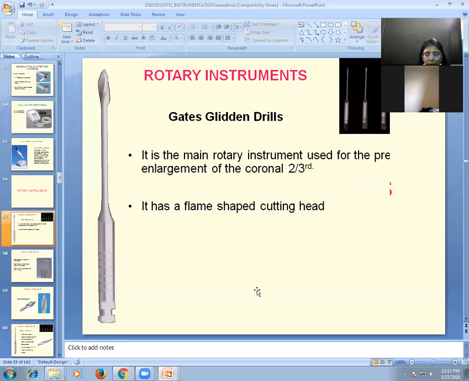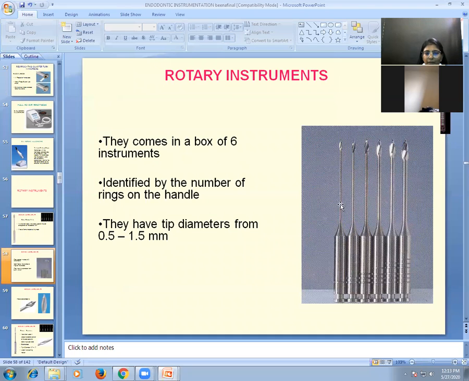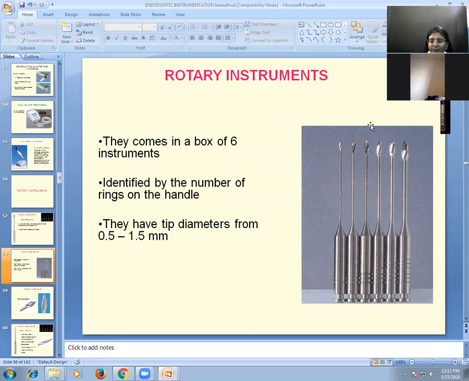Gates Glidden drills again come into the rotary instruments. These are the Gates Glidden drills. This was also discussed in the last lecture. They come in a box of 6. Okay, you can see the rings on the shafts, and the handle, sorry. See, 1, 2, 3, 4, 5, and 6. The number indicates the tip diameters, starting from 0.5 to 1.5 millimeter. So the Gates Glidden with one ring has a diameter of 0.5, and the one with 6 rings has a diameter of 1.5.